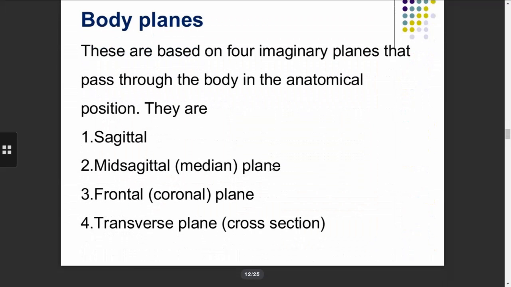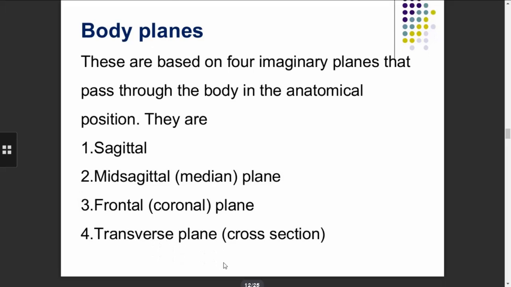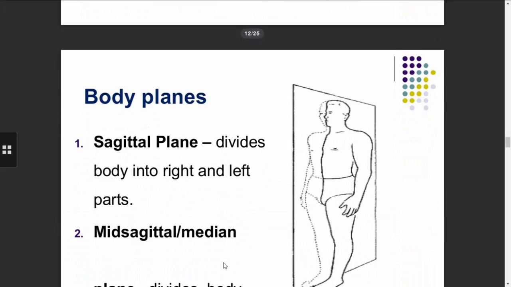Body planes. They are based on four imaginary planes that pass through the body in the anatomical position. First one is the sagittal. Second, the mid-sagittal or median plane. Third, the frontal or coronal plane. Fourth one is the transverse or cross section. We will define these.